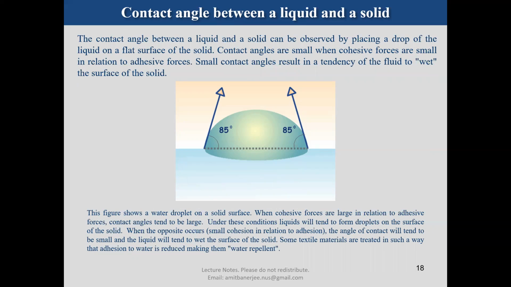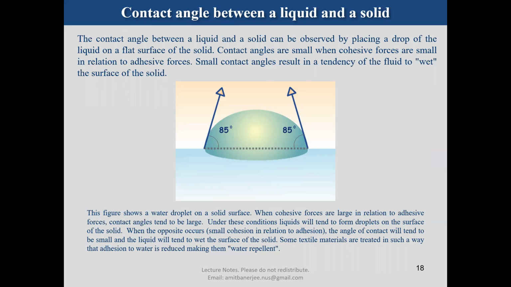The contact angle between a solid and liquid can be observed by placing a drop of liquid on the flat surface of the solid. Contact angles are small when cohesive forces are small in relation to adhesive forces. Small contact angles result in a tendency of the fluid to wet the surface of the solid. This figure shows a water droplet on the solid surface. When cohesive forces are large in relation to the adhesive forces, contact angles tend to be large. Under this condition, the liquid will tend to form droplets on the surface of the solid.